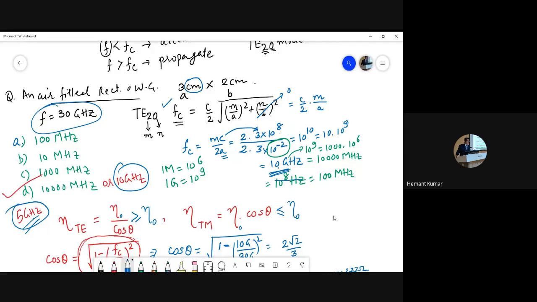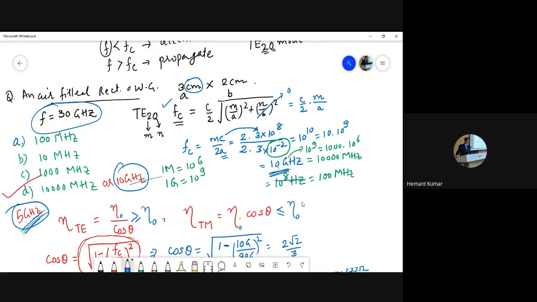So you can say this wave will not be propagating through this waveguide, because the cutoff frequency is higher than the operating frequency, right? A waveguide always acts as a high pass filter. It will only pass the frequencies which are greater than the cutoff frequency. So this is the basic funda behind the waveguide, right?